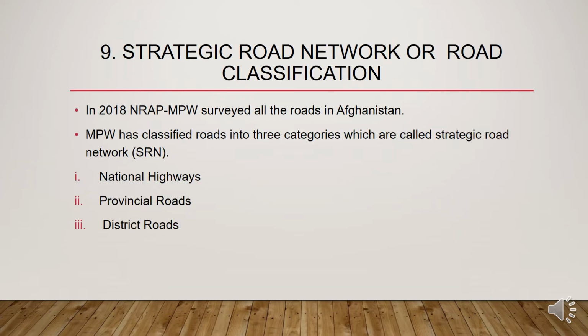Strategic roads network or road classifications. In 2018, NREP MPW surveyed all the roads in the country. MPW has classified roads into three sections, which are called National Highway, Provincial Roads, and District Roads. All these roads are titled by the name of Strategic Roads Network.